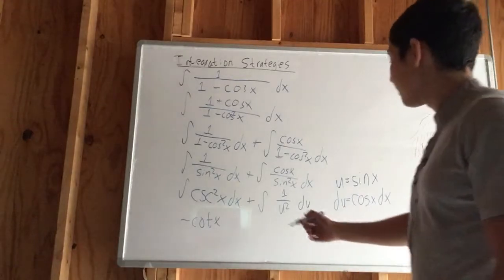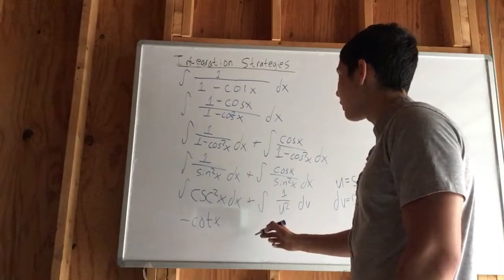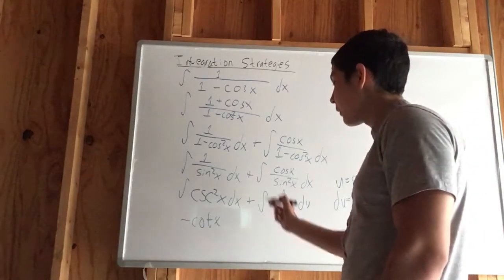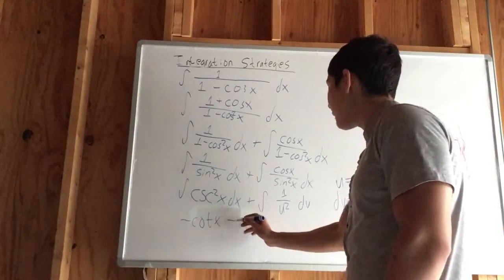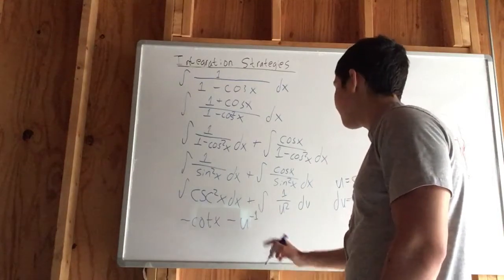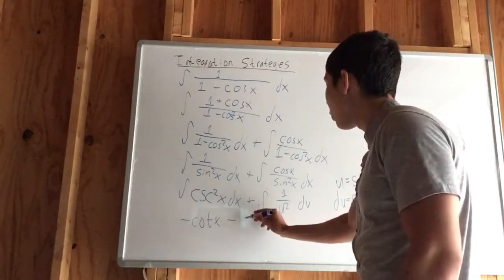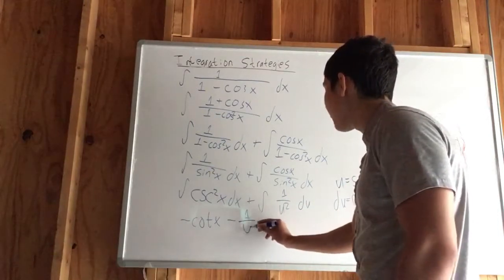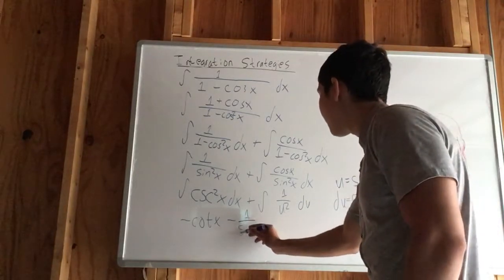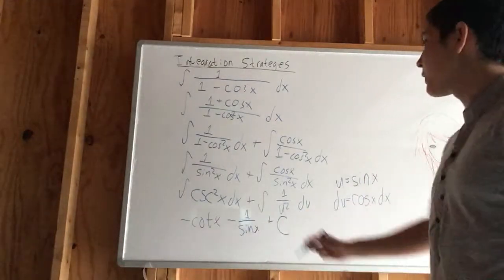For this one, we have u to the power of negative 2, so we add 1 to the negative 2, that gives you a negative 1, divide by that, so it gives you negative u to the negative 1, which could also be written as negative 1 over u. U is sine of x. So negative 1 over sine of x plus C. This is your final answer.